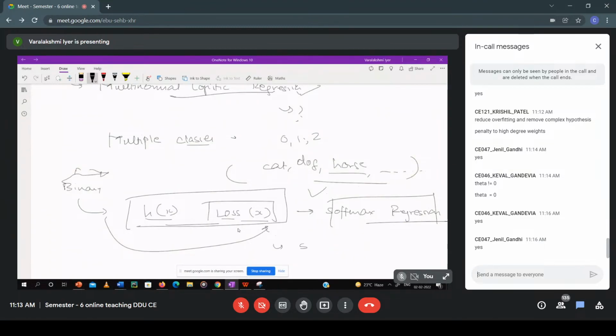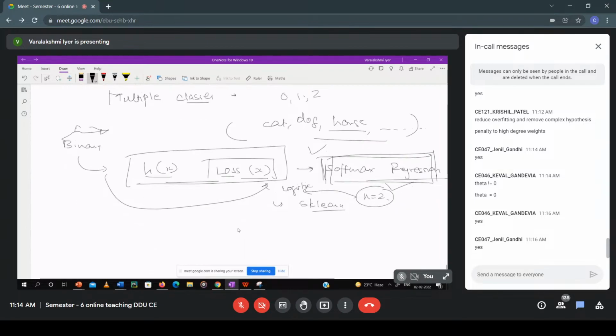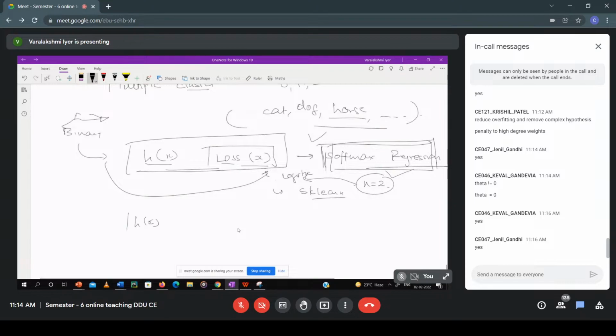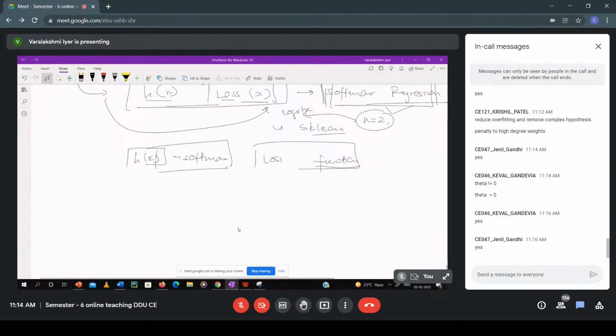Whenever you implement this in the scikit-learn library as well, if the number of classes equals 2, it will automatically be converted into binary logistic regression. Otherwise, softmax regression will be applied in order to perform the classification. Now we'll see what the hypothesis function and the loss function are in the case of softmax regression. Whenever your data set has multiple classes, you will be applying softmax regression.